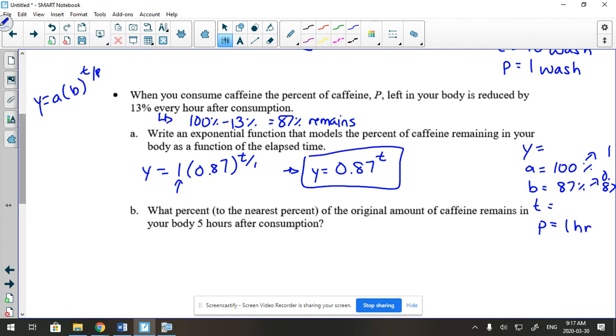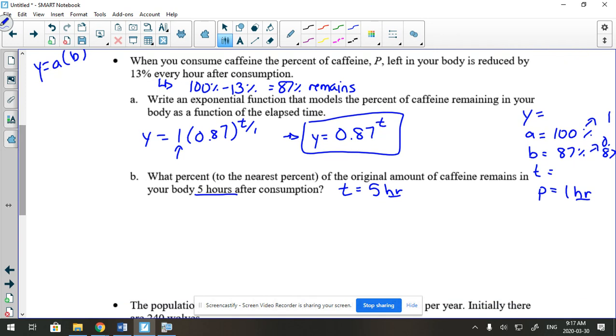Okay, then we're going to go on to part B. It says, what percent, to the nearest percent, of the original amount of caffeine remains in your body 5 hours after consumption? So that's telling me my T. It's been 5 total hours. And then I'm just going to be careful and make sure my units match, which they do. So that's perfect. And then I'm just going to put in a 5 for my T. And then you're going to just put that in your calculator.